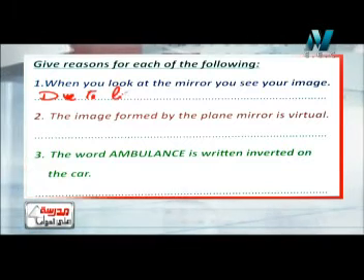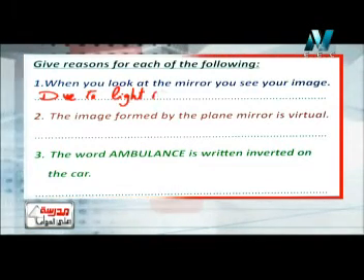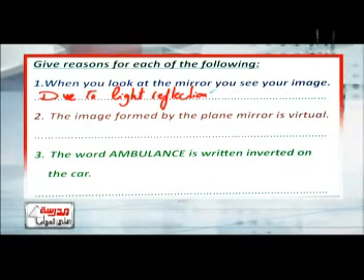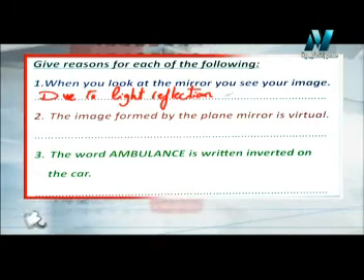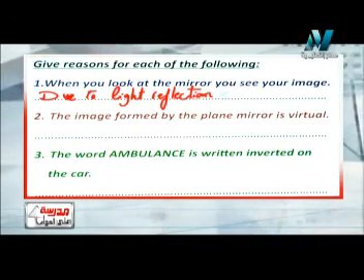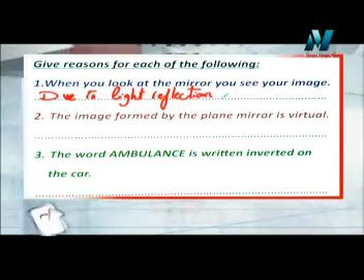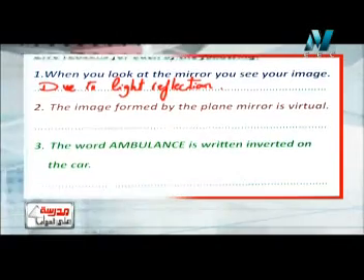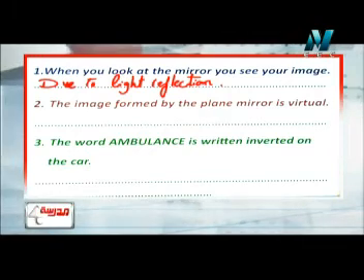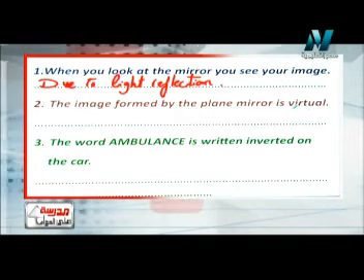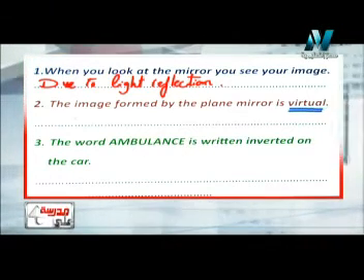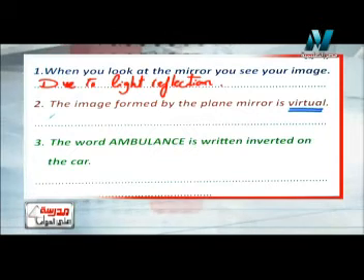light reflection. So here we can mention the concept of light reflection. So due to light reflection we can see our images in the mirror. Number two, we have another question: the image formed by the plane mirror is virtual. Virtual means what? We answer that virtual means this image can't be received on the screen.